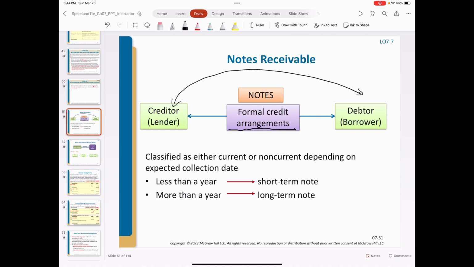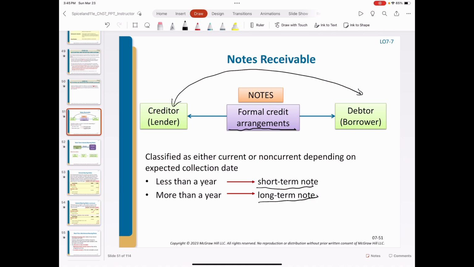Depending on the note's duration, notes receivable can be classified as short-term notes or long-term notes. For example, if the note will be due within 6 months, this note receivable will be recorded in current assets. If it is longer than 1 year, the note receivable should be recorded as non-current assets.